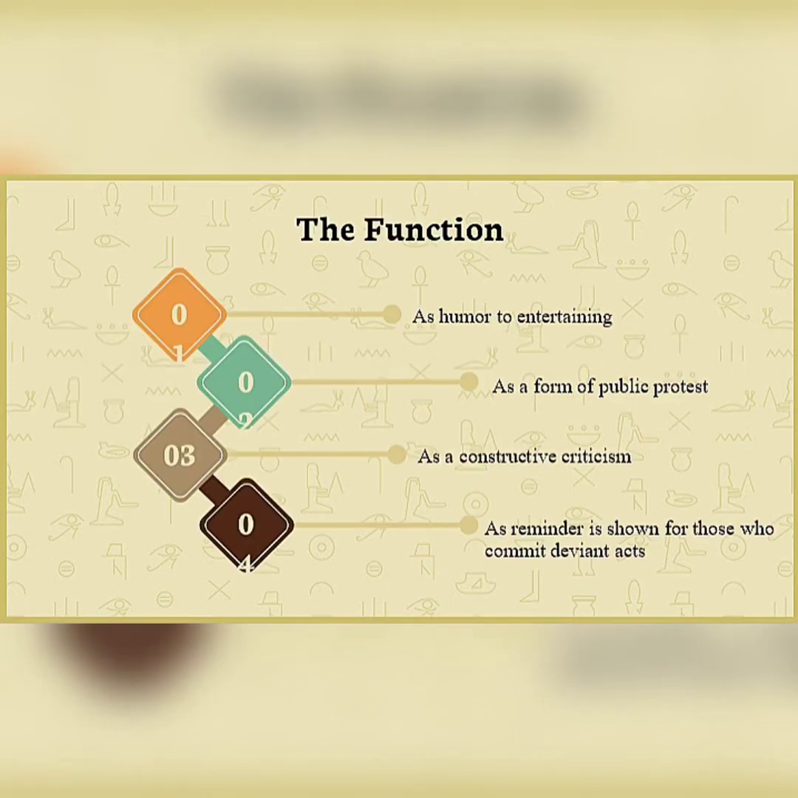Okay, now we talk about the function of anecdote text. Here, anecdote text has 4 functions. Number 1 is as humor to entertain. Number 2 is as a form of public protest. Number 3 is as a constructive criticism. Number 4 is as a reminder shown for those who commit defiant acts.